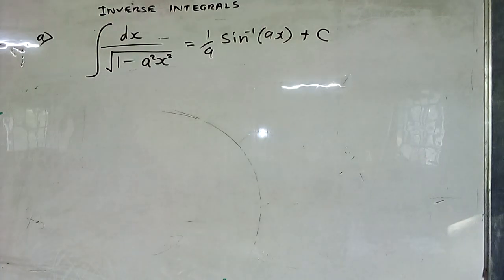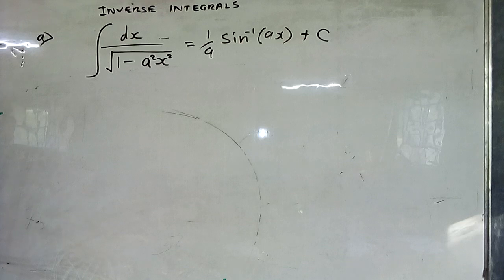If you integrate dx over square root of 1 minus a squared x squared, then you're supposed to get 1 over a sine inverse of ax plus c. Are we together? Now, this is a standard integral. So a standard integral is something you don't integrate, isn't it? You have to master it. So how does it come about?